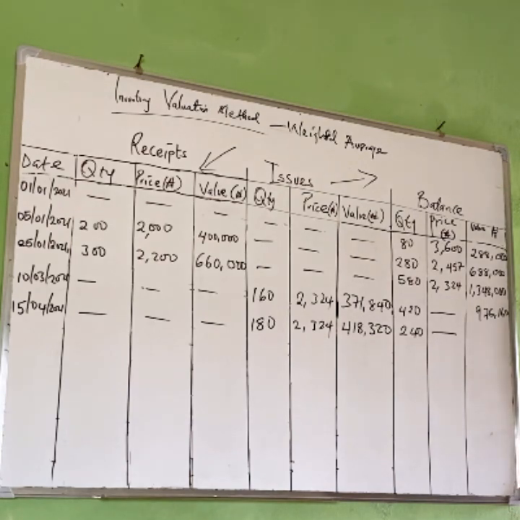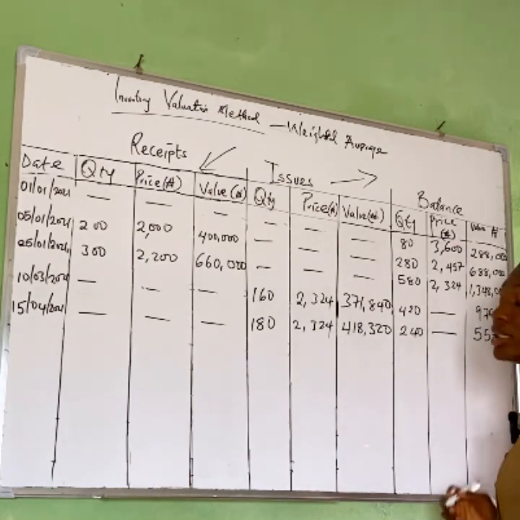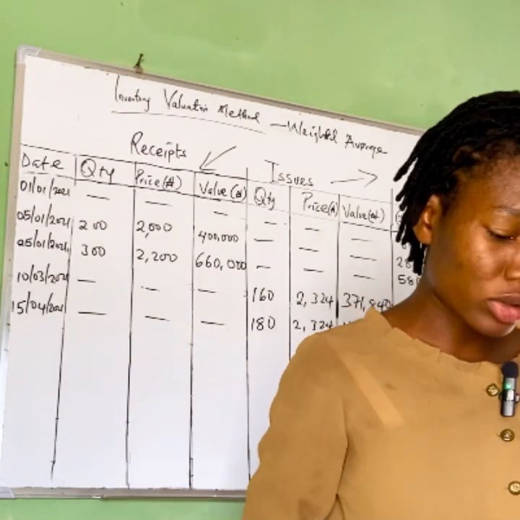976,160 minus 418,320, be giving us 557,840 naira. Okay, now that's it for that one, let's look at the next transaction.